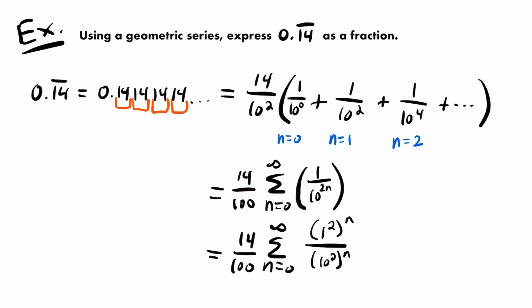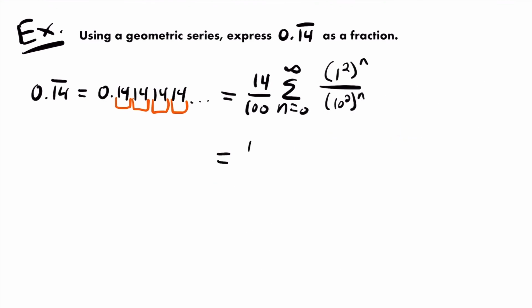So now if I clean up my work again, this will be equal to 14 100ths times the sum from n equals 0 to infinity of 1 squared divided by 10 squared to the power of n. Now 1 squared is just equal to 1, and 10 squared is equal to 100, so we'll just rewrite this to be 1/100th, and then we will have successfully rewritten those terms into a geometric series. All that's left to do is to make sure that this series converges and then calculate its sum to finalize the fraction that will represent this repeating decimal.